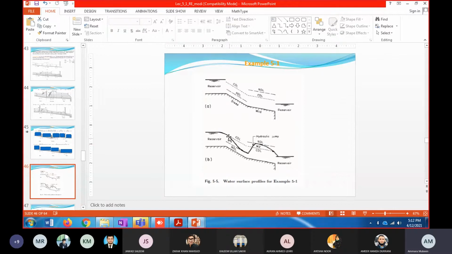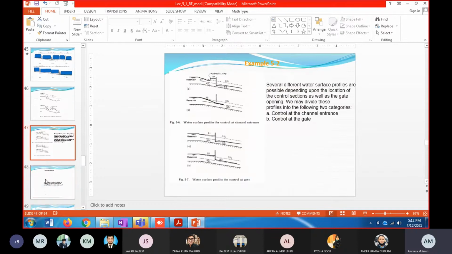Depending upon the slope, the water surface profile will decide whether the depth will increase or decrease with distance. Then the curve either starts from critical depth to normal depth, or from normal depth to critical depth. Usually, yes, from critical depth to normal depth.